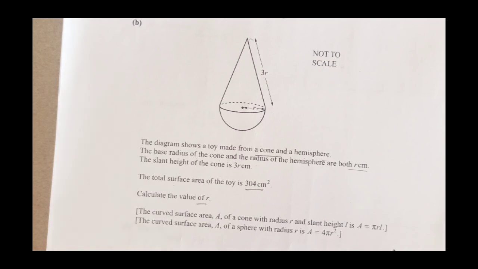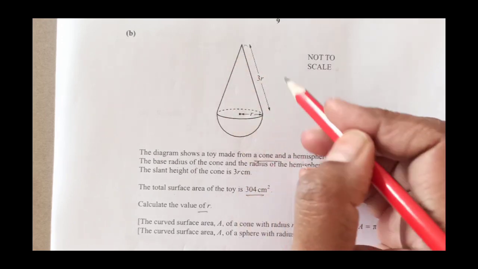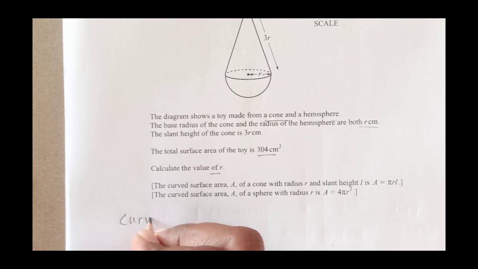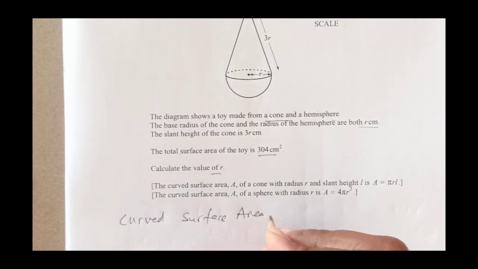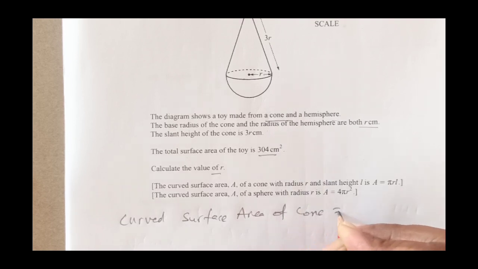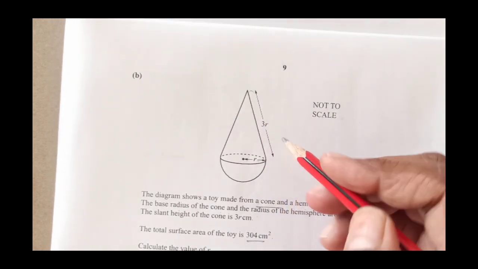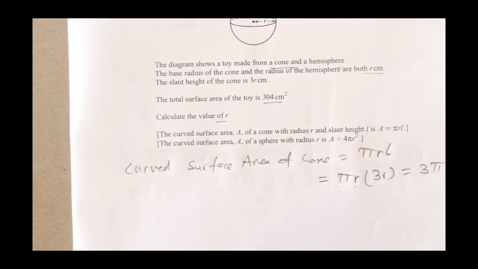So now for this one we have here the curved surface area of the cone. We have to find out the curved surface area of the cone. So curved surface area of cone will be pi r l, right? So pi r is there and l is a slant height which is 3r, right? So this will become 3 pi r square, r times r square. So one is this one.